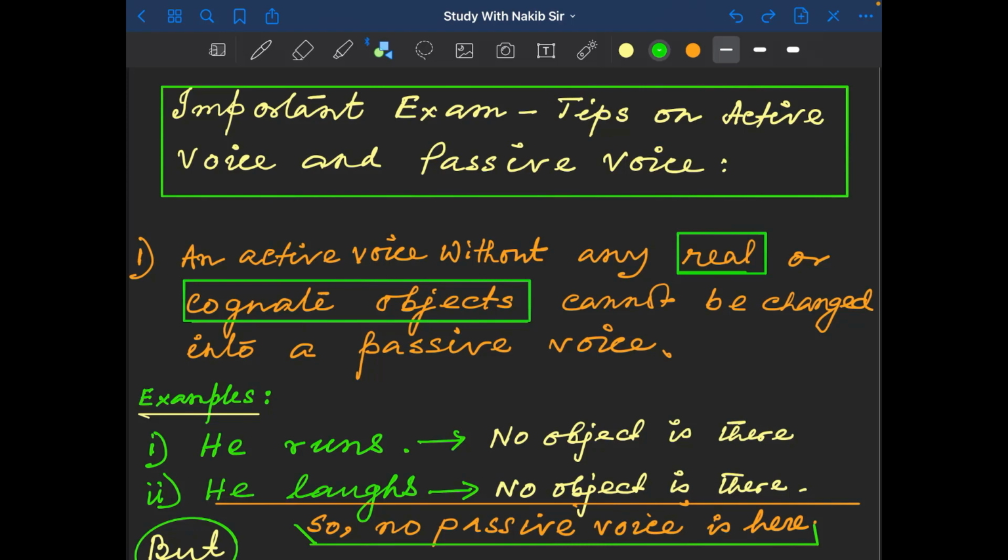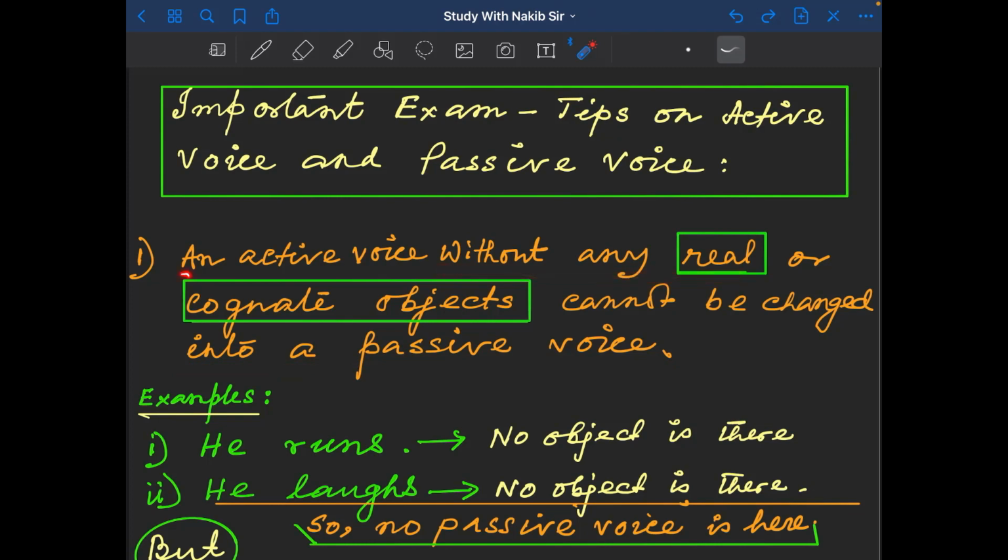The answer is no. You can't change every active voice into a passive voice. Because to change an active voice to passive voice, the sentence must have an object, real or cognate object. Otherwise, passive voice is not possible. So, an active voice without any real or cognate objects cannot be changed into a passive voice.